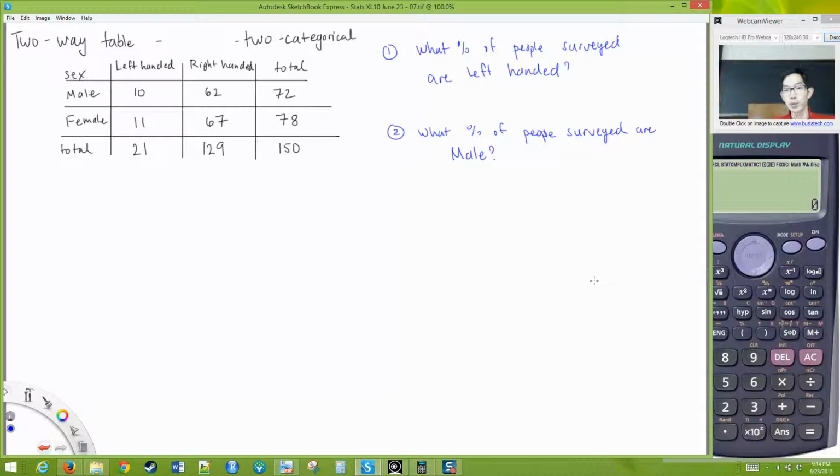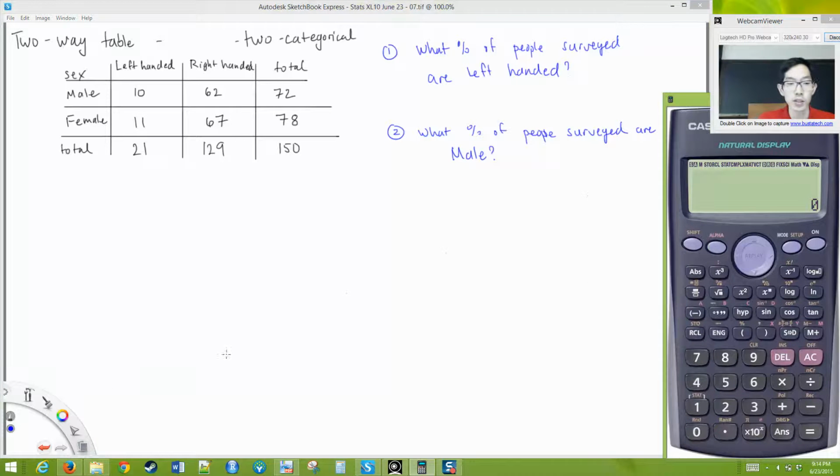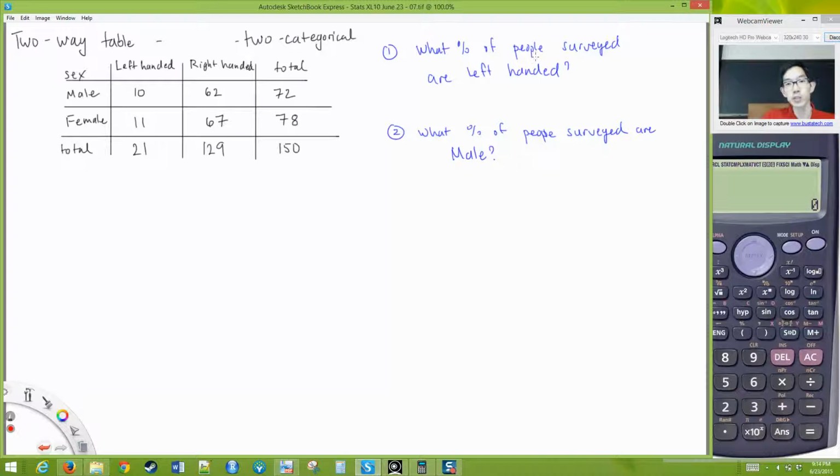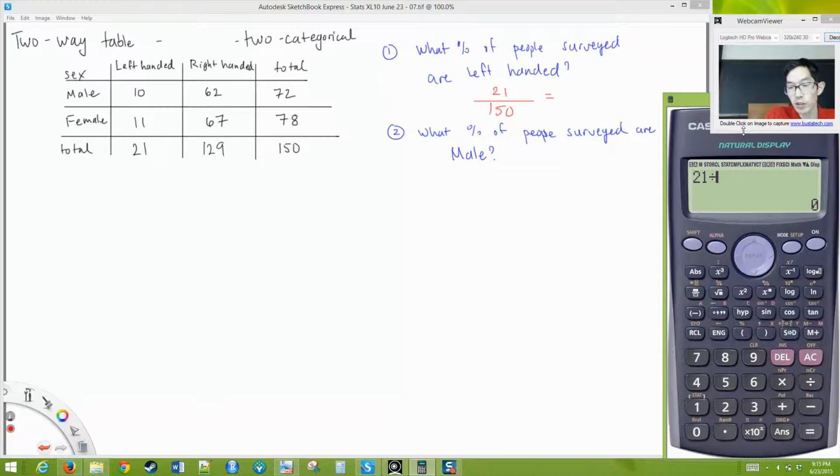So what percentage of people surveyed are left-handed? What percentage of people surveyed are male? Okay, so let's answer this. Percentage of people surveyed who are left-handed. How many people did I survey total? 150, okay? So 150 will go in my denominator. There's 150 there, so that's going to put 150 in the denominator. How many are left-handed? 21. So I'm going to do 21 divided by 150, and I get 14%.